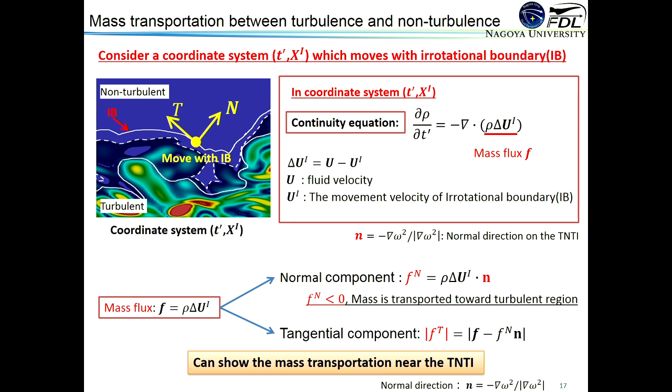So here, to study the mass transportation between the turbulent and low turbulent interface, we consider another coordinate system like this, which moves with the irrotational boundary. So in this system, the continuity equation is written like this. Here, the velocity is the difference between the fluid velocity and the movement velocity of the irrotational boundary. And the mass flux in this equation can be divided into two components, the normal component and the tangential component. Be careful that if the normal component Fn is smaller than zero, it means the mass is transported toward the turbulent region.